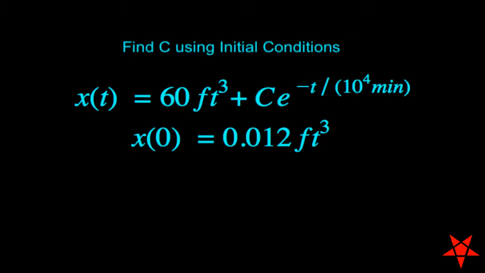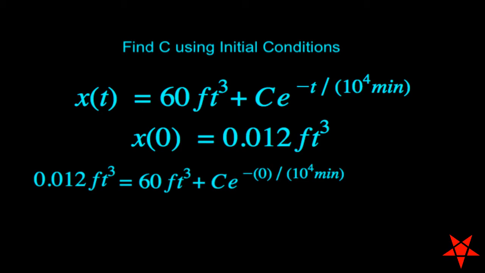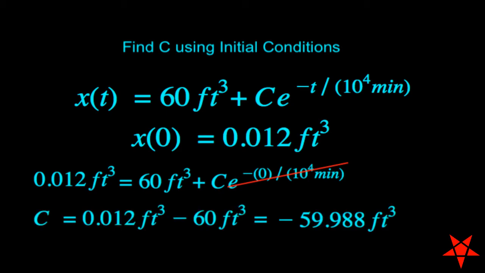The room has a volume of 0.012 cubic feet of carbon monoxide in it at t equal to 0, and we can use this fact to determine the value of the integration constant c. T equal to 0 renders the exponential equal to 1, and c can now be calculated by subtracting 60 cubic feet from both sides.